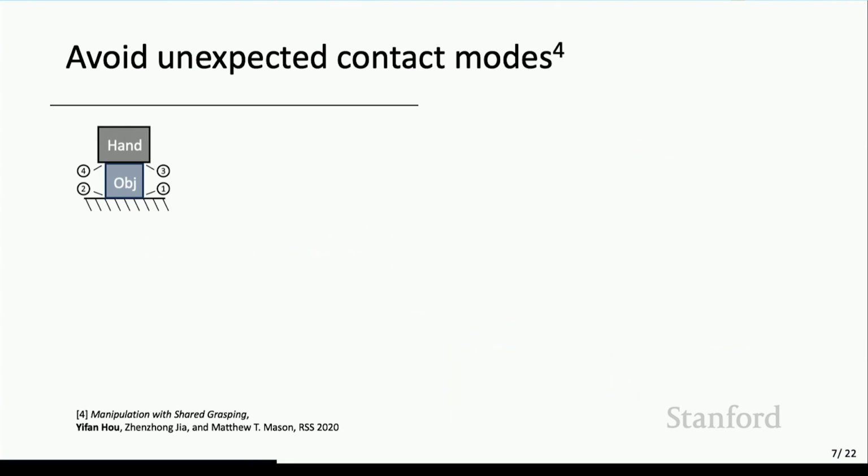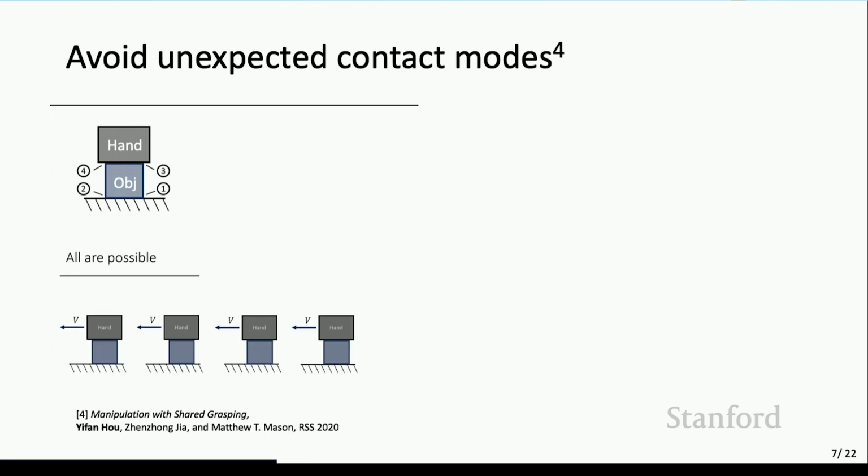So we just talked about one of the failure modes. The other failure mode is the unexpected contact modes. Okay. To better illustrate the mechanism of it, let's use this very simple example where you have a square robot hand and a square object. Okay. So let's say you're applying a one-dimensional velocity control. You try to move the hand to the right.